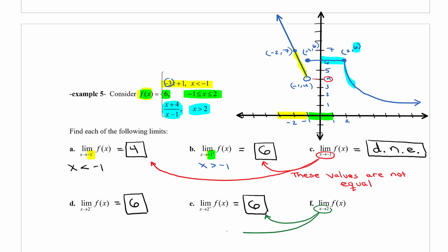Now, for f, if you notice, it says here the limit as x approaches 2 of f of x. Well, if I look at the left-hand limit and the right-hand limit, these values are both equal to each other. If these values are both equal to each other, then that means that this limit has to also equal 6. So I've gone ahead and I've circled where it says x approaches 2 on the limit for f. And I've drawn arrows pointing to those values for the limits for d and e. And so now I've written the limit as x approaches 2 of f of x is equal to 6, and I've boxed that in.